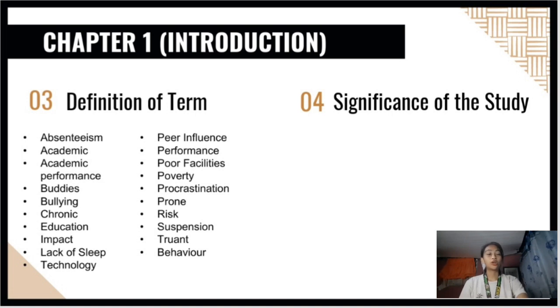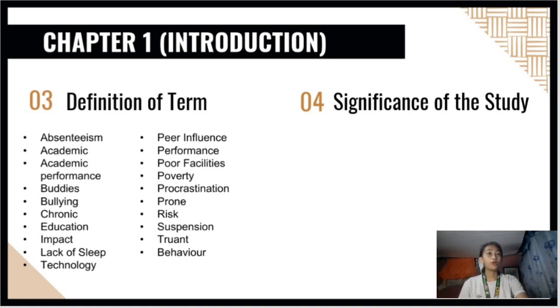Now, in this section, we'll define the key terms and provide a common or dictionary meaning that was used in the study. The first one is absenteeism. When we say absenteeism, it refers to staying away from school without providing a genuine or any reason for not attending classes.